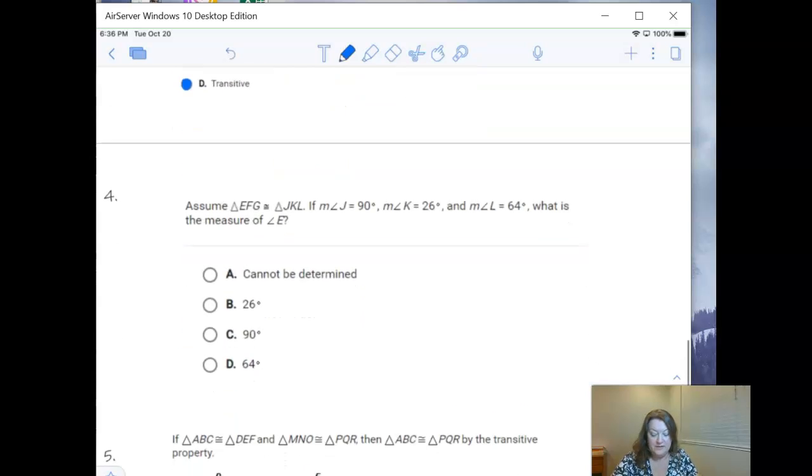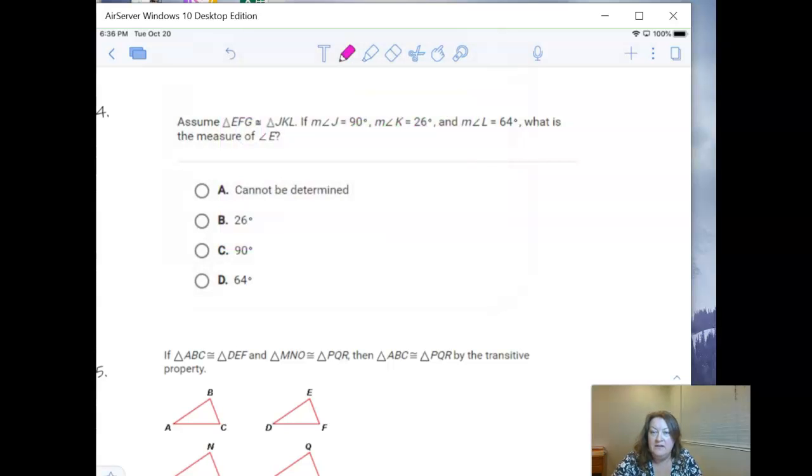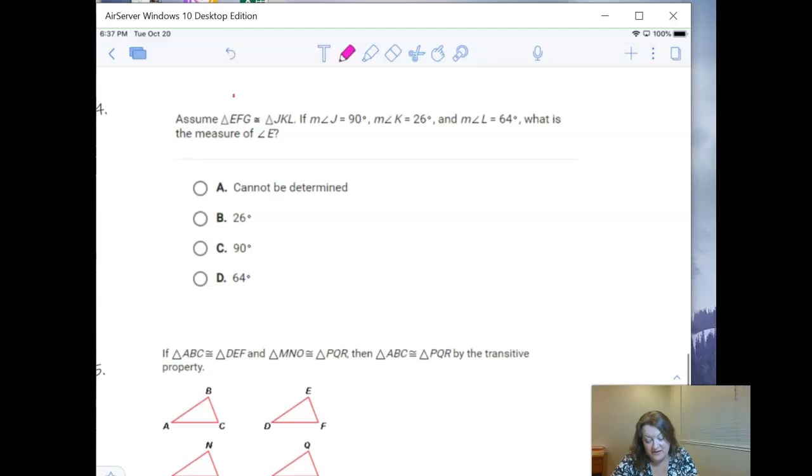All right, 3 more. Assume that we have triangle EFG and it's congruent to JKL. Now again, they're going to give us some angles of the second triangle, right? So we've got a J, a K, and an L. So they're giving us all the angle measures of the second triangle. And they want to know what is the measure of angle E. So measure of angle E was the first angle here, so it should be the same angle as J. So how much was angle J? It was 90 degrees. Okay, so first letters should match up with first letters.